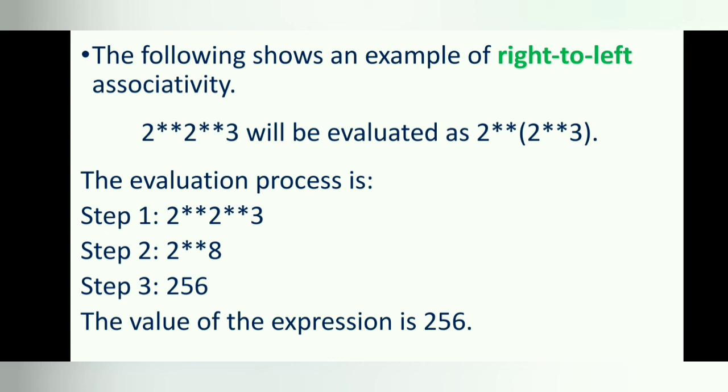2 double asterisk 2 double asterisk 3, that is 2 raised to the power of 2 raised to the power of 3. In this expression, 2 double asterisk 3, that is 2 raised to the power of 3, will be evaluated first because the associativity of exponentiation is right to left. That means the expression will be evaluated by starting from the right and moving to the left. Here 2 raised to the power of 3 is 8. Now the expression is 2 double asterisk 8, that means 2 raised to the power of 8. In the next step, 2 raised to the power of 8 is evaluated, which is 256. The value of the expression is 256.